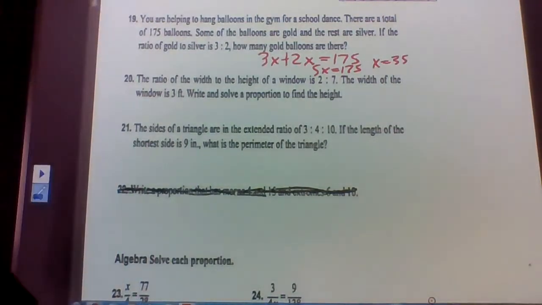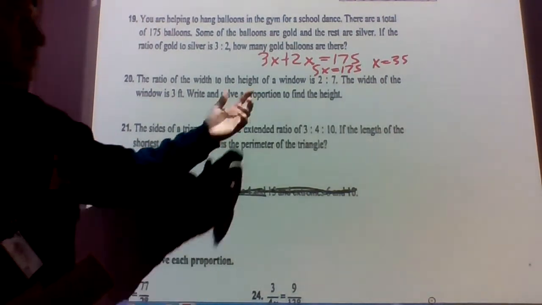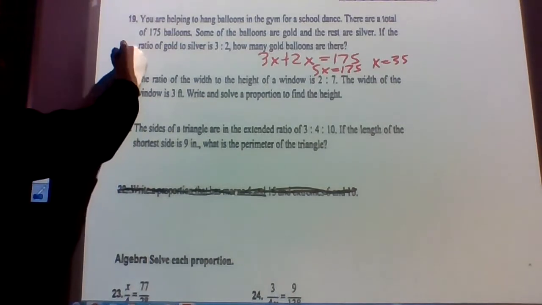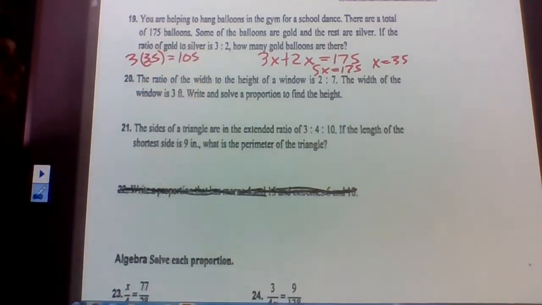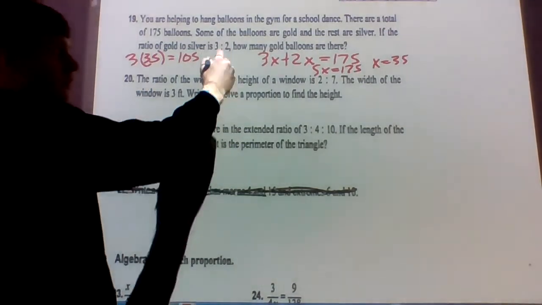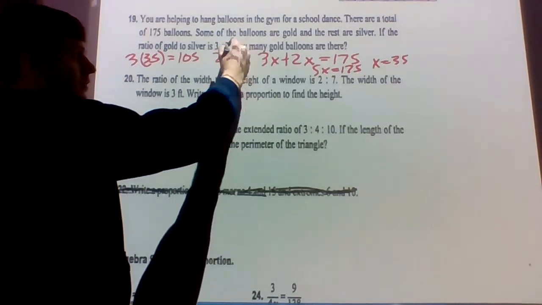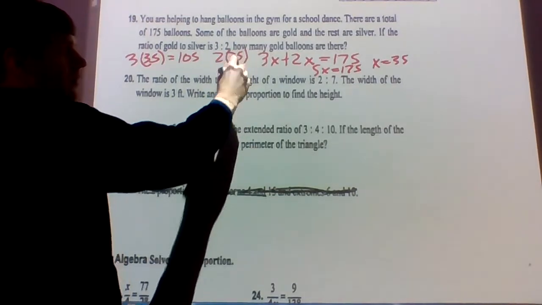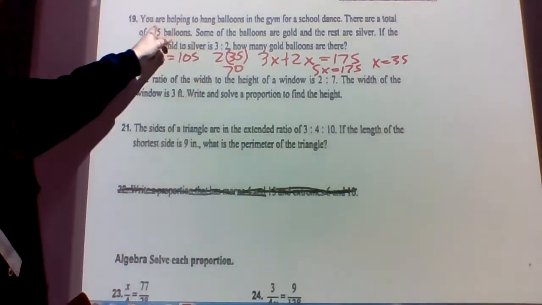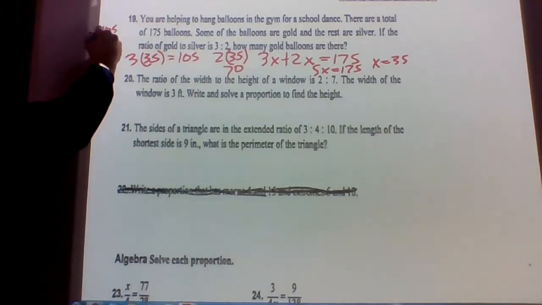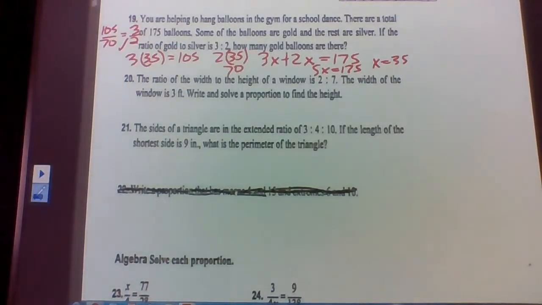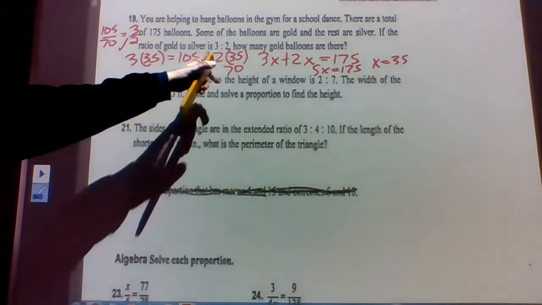Okay, so you want the gold balloons, that's going to be 3x. So 3 times 35 is going to be 105. Just to check our answer, let's find the number of silver. So 2 times 35 is going to be 70. 105 plus 70 is 175. The other thing you should do is check your ratio. So 105 divided by 70 better equal 3 over 2. And if you put that in the calculator, you will find that it does. 105 divided by 70 is the same as 3 over 2, which is your ratio.